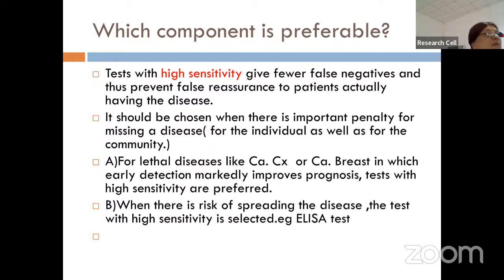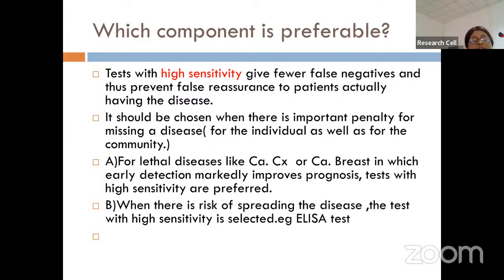An example is carcinoma of cervix. If you diagnose the carcinoma of cervix at carcinoma in situ level, the prognosis or 5-year survival rate is nearly 80 to 100%. It means in this case, you cannot afford false negatives. So for that matter, you should select a highly sensitive test. So in the cases in which early diagnosis will improve the prognosis of a patient, for such situations, you go for a highly sensitive test.